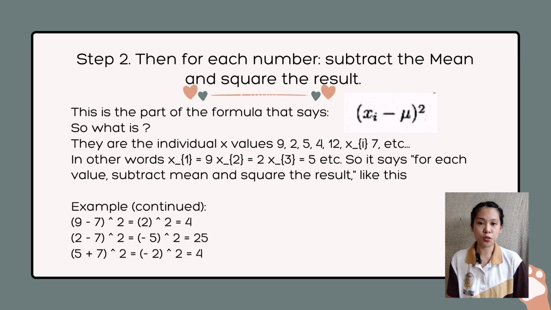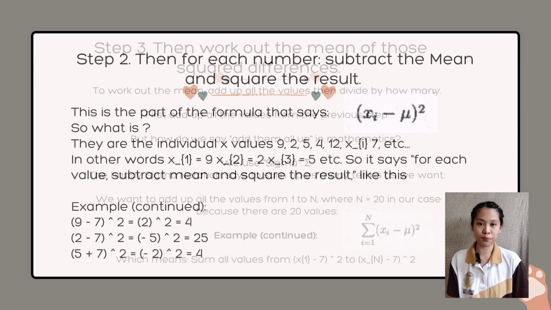Step 2. Subtract the mean and square. Next, we subtract the mean from each value and square the results. This shows how far each value is from the mean. For example, 9 minus 7 equals 2, and squaring it gives 4.